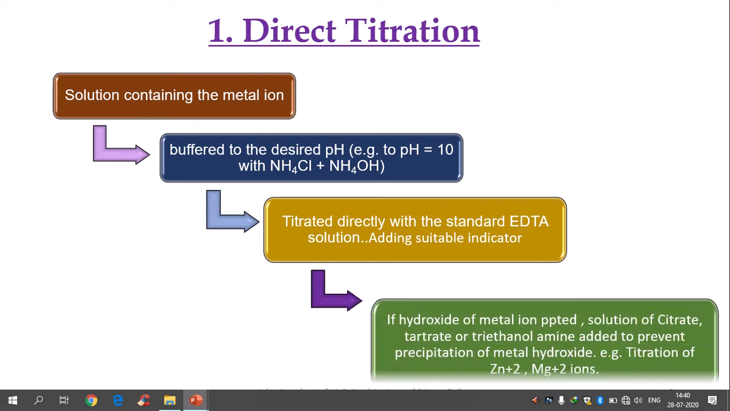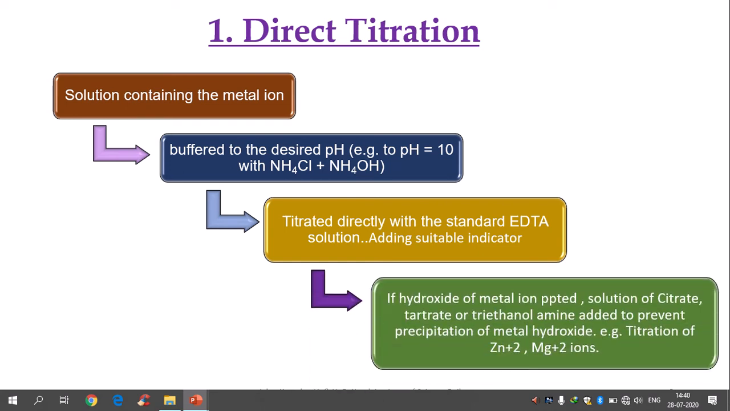So here we get a reading directly of the metal ion forming a complex with standard EDTA solution using a metal ion indicator. Here the complex is formed directly, so we call this the direct titration method. The examples of the metal ions which can be analyzed by direct titrations are zinc, magnesium and other ions.